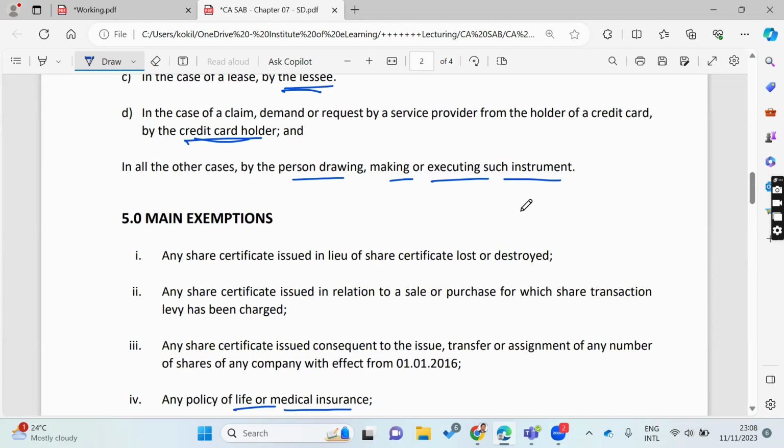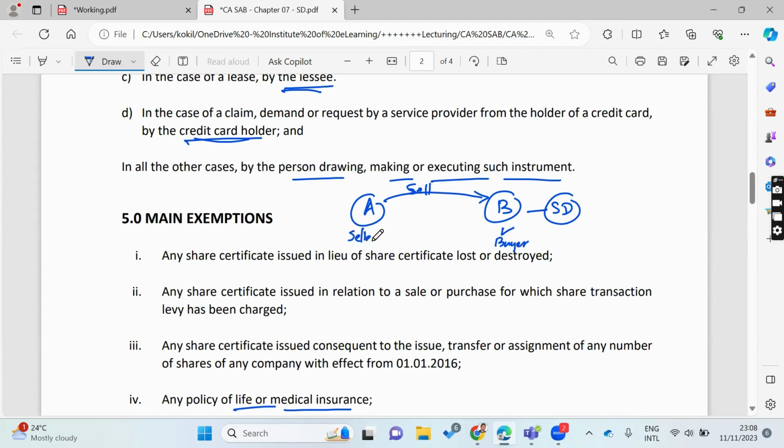They need to pay stamp duty, right? Let's say A is selling land to B. A sells to B, so B pays the stamp duty. B, the buyer, needs to pay stamp duty.